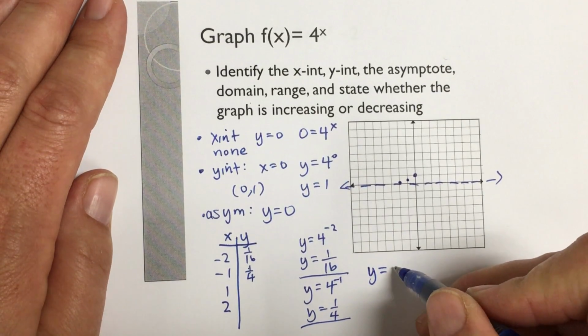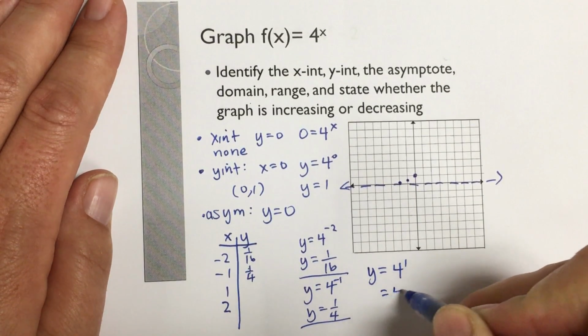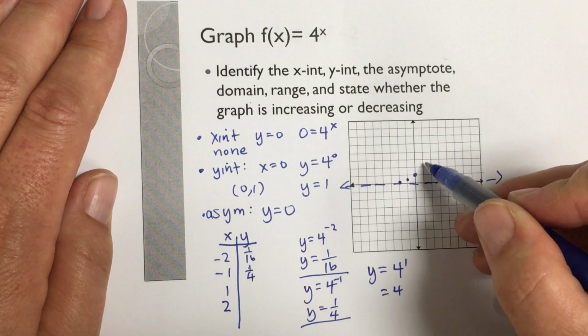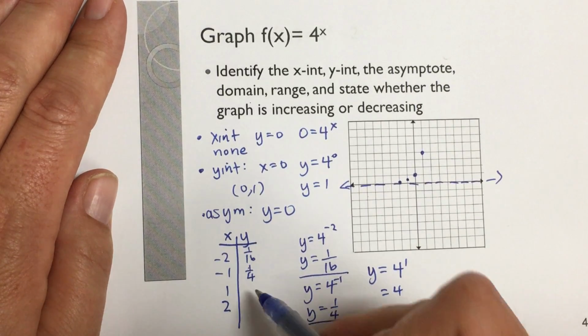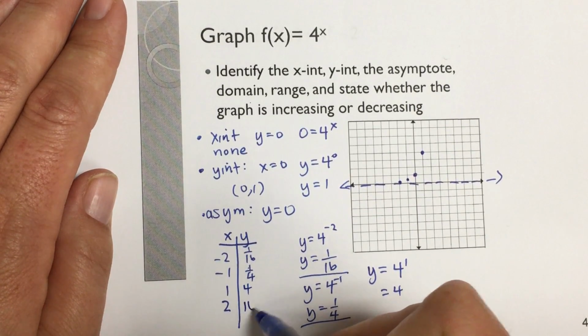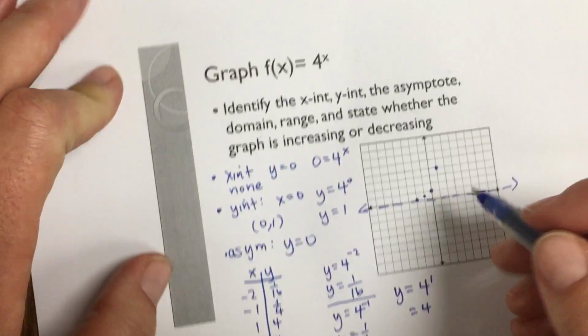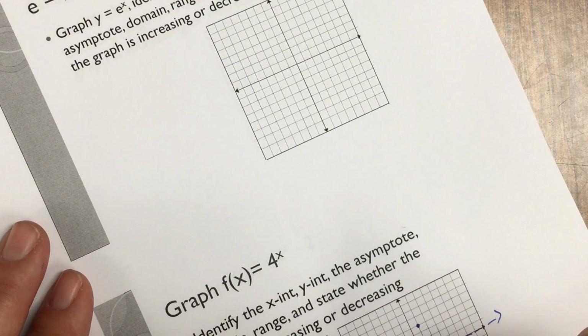Not y, I'm sorry, x equals 1. I just get a 4. So 1, 2, 3, 4. And then what's it going to be for 2? It's going to be super steep, up at 16. Sorry, I'm going to turn my paper here.